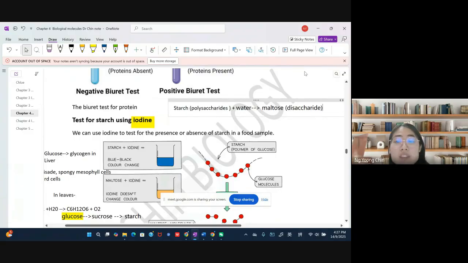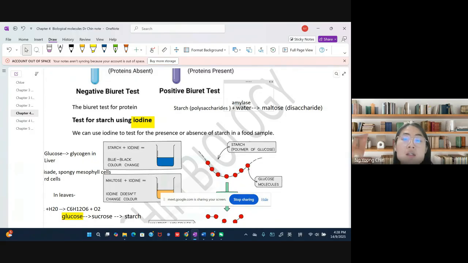So it means that this water will help to break the bonds inside the starch, which is the glycoside bond. They'll break down the glycoside bond, which is holding the glucose molecules within the starch. So they will break down and become maltose, which is a disaccharide. Okay, if you want to further break down the maltose, it can become glucose also. So this is being conducted by what? Amylase. Okay, this is being catalyzed by the amylase enzyme.